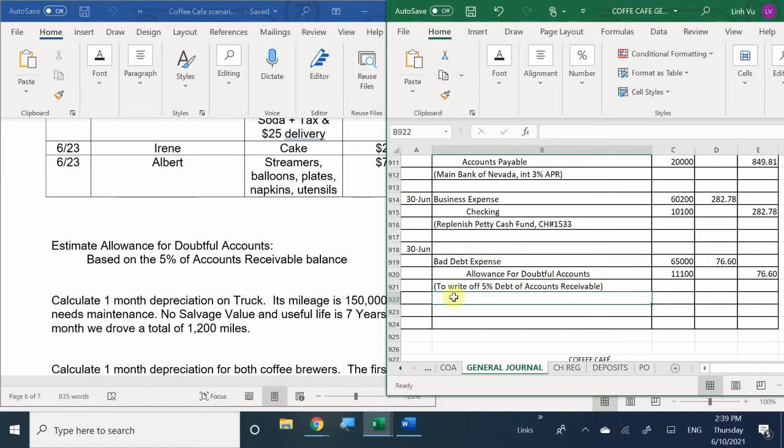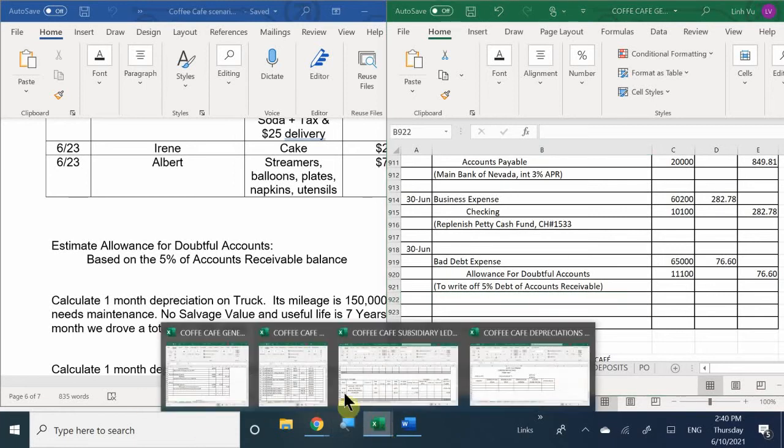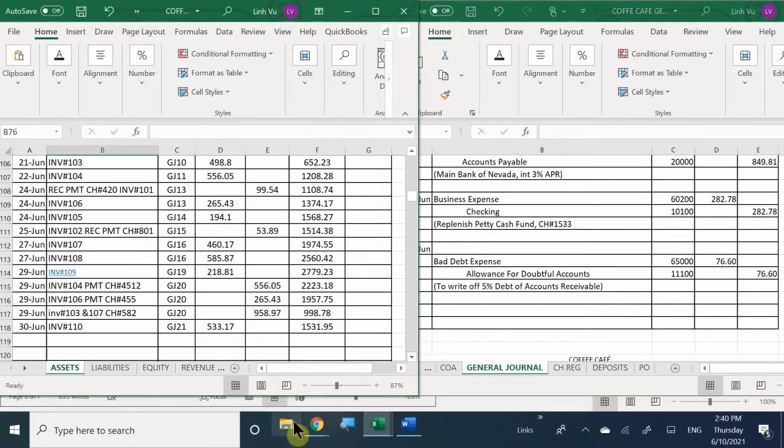So in this case, we calculated it ourselves. We looked at the accounts receivable account, looked at the total balance, and calculated 5% of that to be $76.60. Okay, we journalized it. There's my conclusion. So I believe the next thing we have to do is go to the ledger.